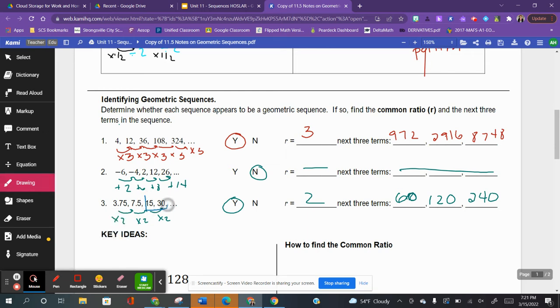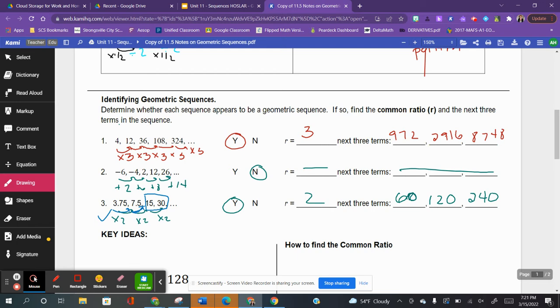So I might start over here. I might think to myself, okay, 15 times what gets me 30? Well, 15 times 2 gets me 30. Does that work here? So if I start at 7.5, would 7.5 times 2 get me 15? Yeah. So going at 3.75, if I type 3.75 times 2, do I get 7.5? Yeah. So sometimes it might be easier to work at numbers that make more sense to you and then see if the pattern fits the decimals or fractions.